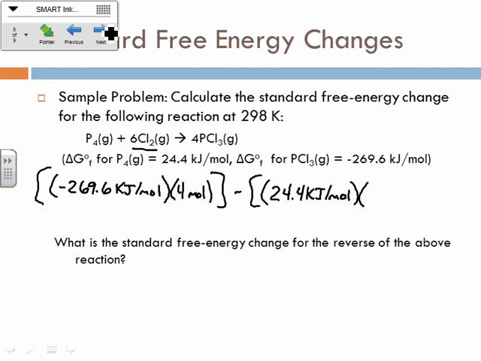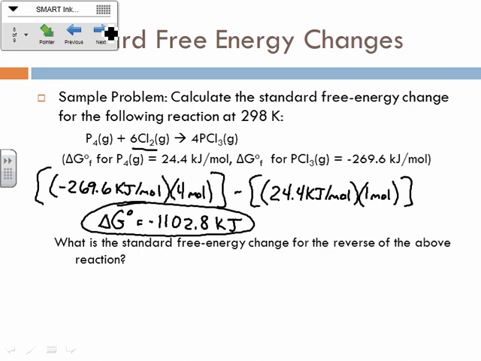Times 1, because there's just a coefficient 1 there. Okay? So once we work that out, I'm getting negative 1102.8. And we're doing addition and subtraction here, so I guess that's our correct number of sig figs on this one. And that's going to be kilojoules, okay?